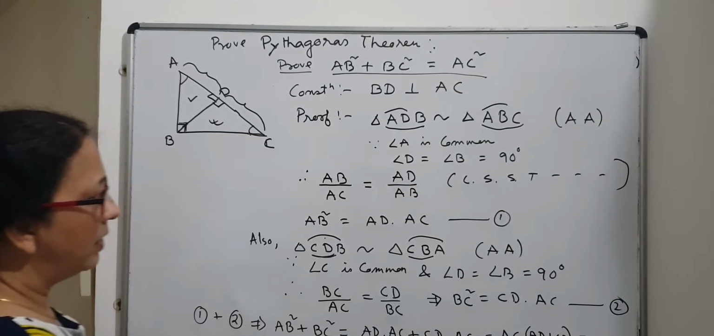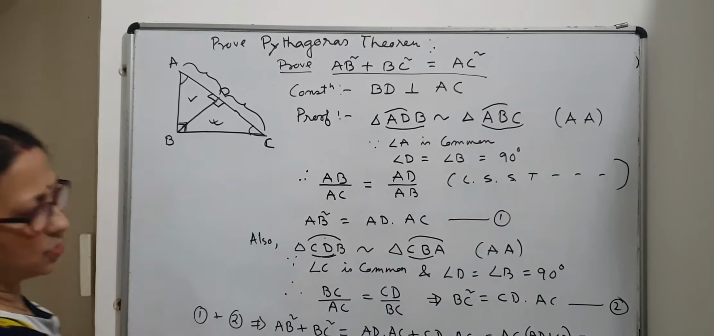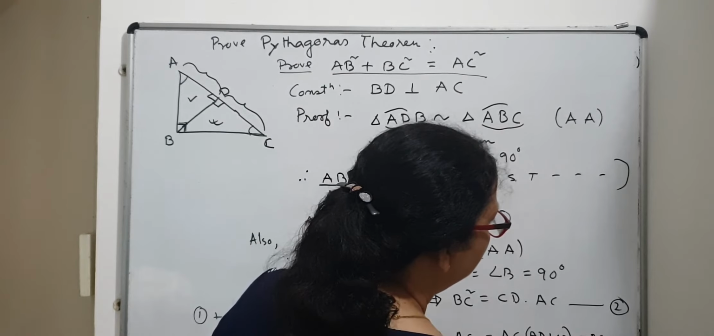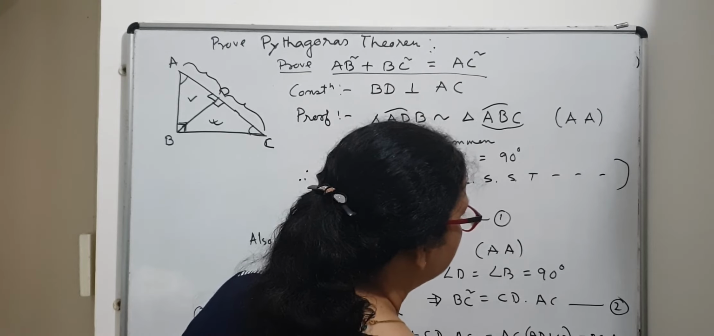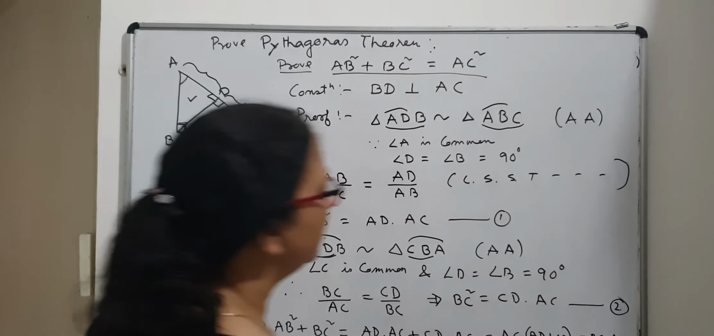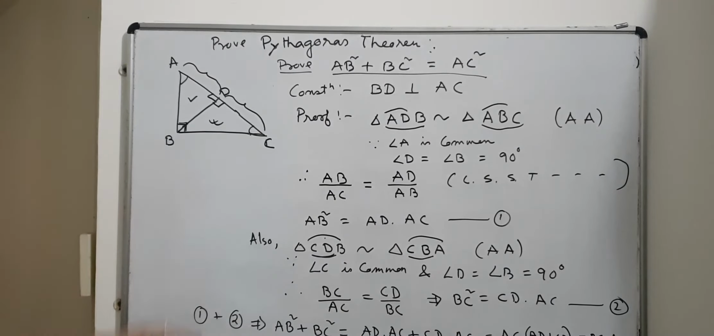Now what is AD plus CD? AD plus CD is nothing but AC. So there is AC into AC, therefore it will be AC square. Hence it is proved that AB square plus BC square is AC square. In this way, we prove the Pythagoras theorem. Okay.